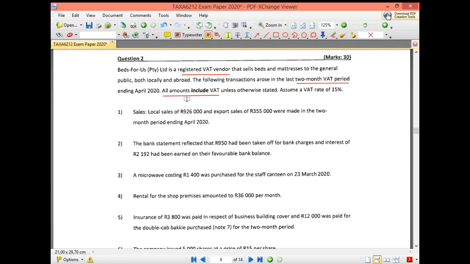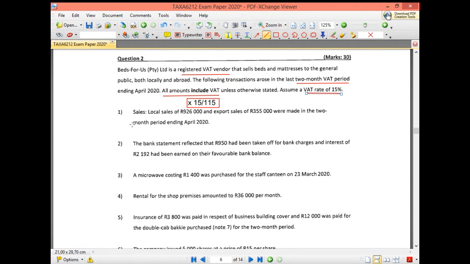As soon as an amount is inclusive of VAT, to work out only the VAT portion, we would multiply it by 15, which is the VAT we want, divided by 115, which is the amount inclusive of VAT. Unless otherwise stated, they tell you the VAT rate is 15%. That is just in case the VAT rate changes, you know how to get to the answers.